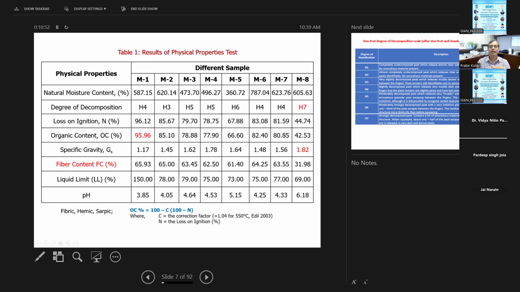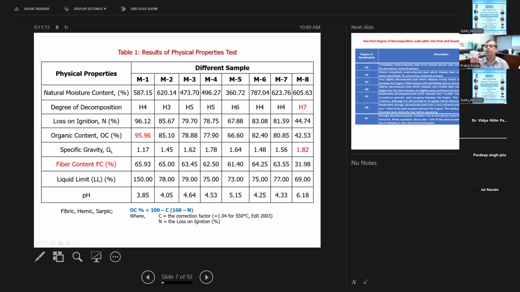So this is definitely peat soil because the organic content is more than 75%. So M8 is over here. This is 42%, 42.53%. Specific gravity you see over here. Organic content is fiber, more fiber. The specific gravity is lighter, but you see is more decomposed.